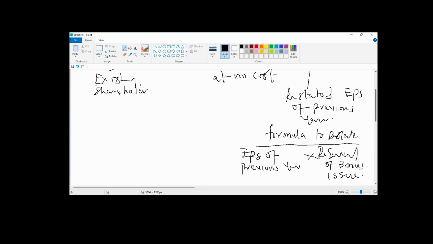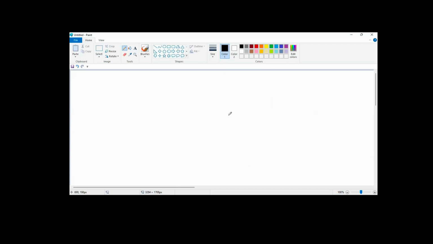Now, the formula might not be clear yet. Let's give bonus. Don't forget, it must be given to whom? Existing shareholders, no cost to them. Okay? Hello, sir. Yes, ma'am. Sir, that reversal, what does it mean? That is why when we do the bonus now, you will get it. You will get it now.